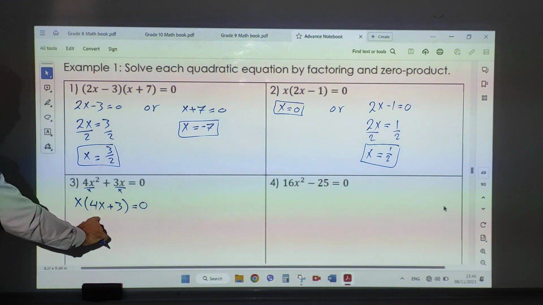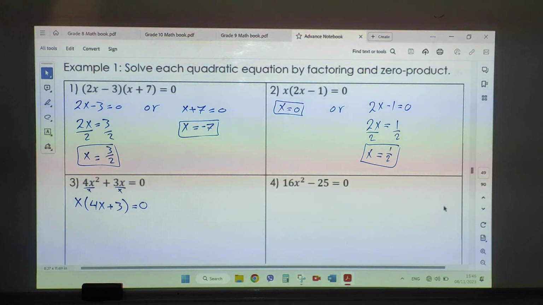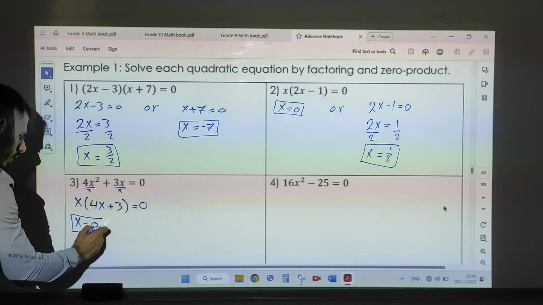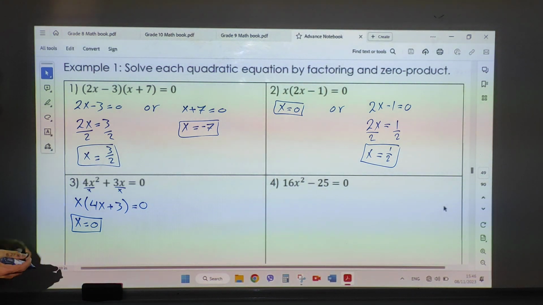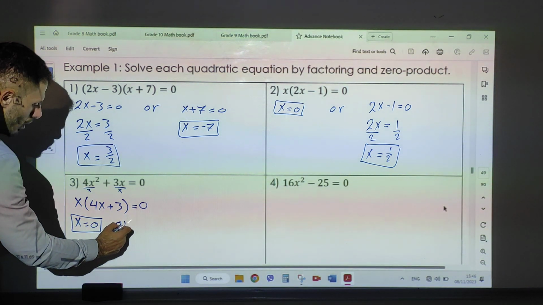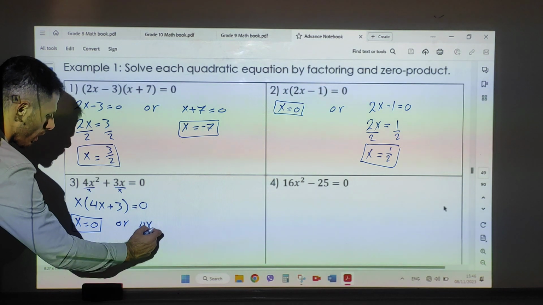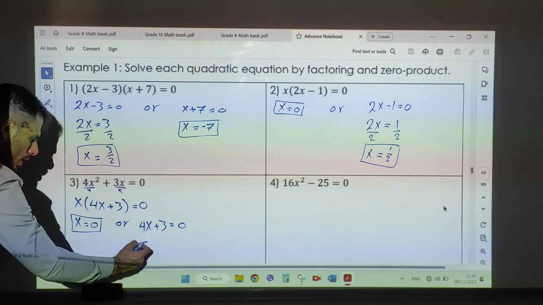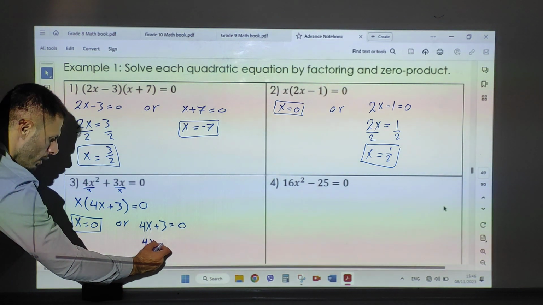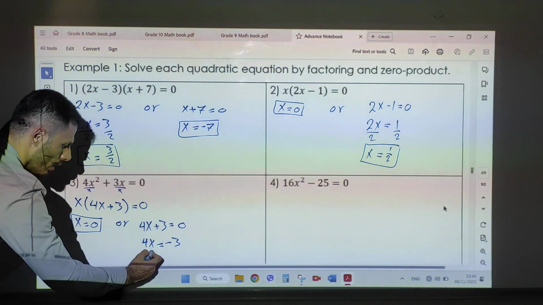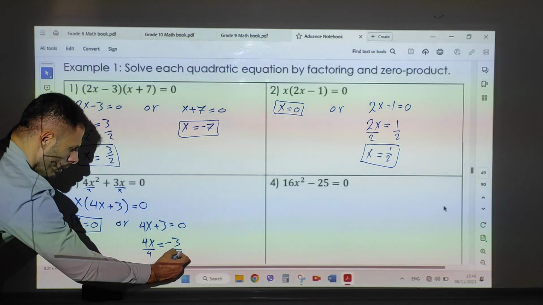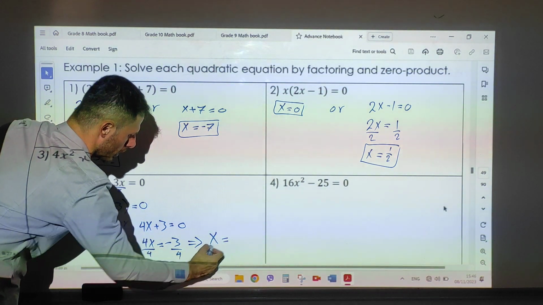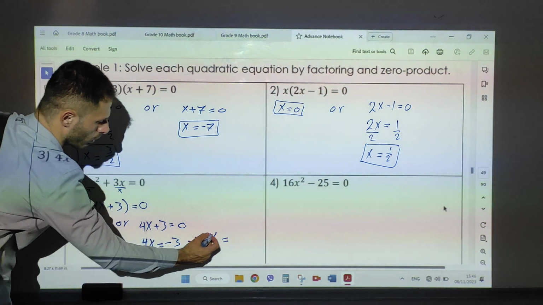Now this part equals 0 or this part equals 0. For solving, we say x equals 0, which is the solution for the first part directly. There is no number with it. Or 4x plus 3 equals 0, which is 4x equals -3. We divide by 4, so x equals -3 over 4.